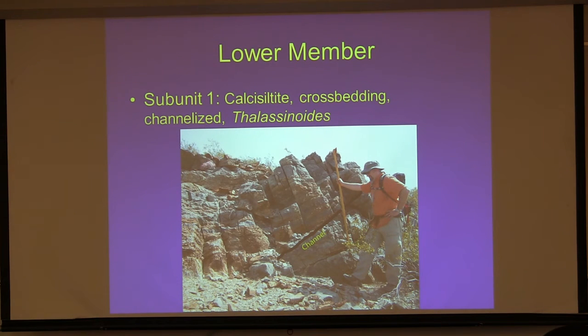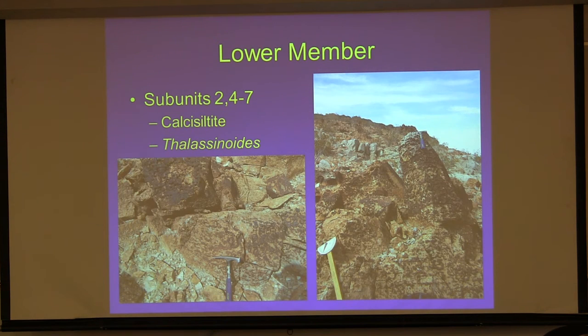Subunit 1, it's all chalcocyltite. It's cross-bedding and channelized in places. You can see a big channel right here next to Adam. And it had abundant Thalassinoides fossils. Subunits 2 and 4 through 7 were all chalcocyltite. They also had abundant Thalassinoides fossils. Here we have a picture of subunit 2. Here we have subunit 5 in the foreground. This gray outcrop is subunit 6, and the rest of the top of the hill is subunit 7.